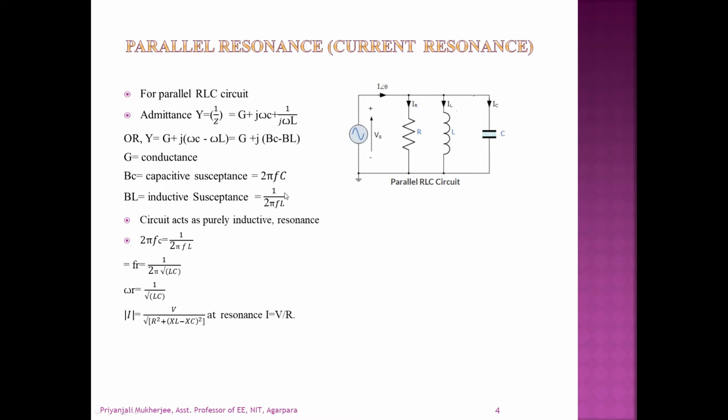Now, at the resonating condition, the circuit acts as a purely resistive circuit. That means the imaginary part, this j into (BC minus BL), will be 0. So we can compare 2 pi Fc equal to 1 by 2 pi FL, and for this, Fr represents the resonating frequency, and Fr becomes 1 by 2 pi into root over of LC. And we know that omega R is equal to 2 into pi into Fr, and that is equal to 1 by root over of LC. And from this, we can say that the current at resonating condition is V divided by R.